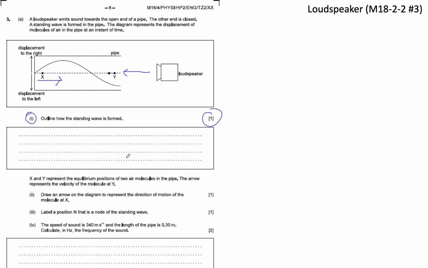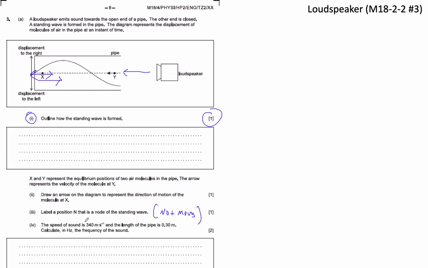Make those points, right? And then here, draw an arrow on the diagram to represent the direction of the motion of the molecule at x. Well, if this guy is moving to the left, this guy would be moving the opposite direction because of the displacement graph, right? So put a little arrow on there. X is going to be either going to the right or the left. Okay, you decide. Okay, label a position that is a node. A node is where it's not moving. You already know that though, because you studied that, right?